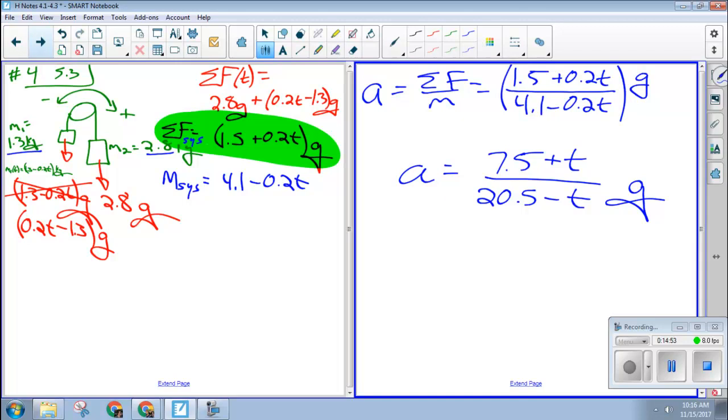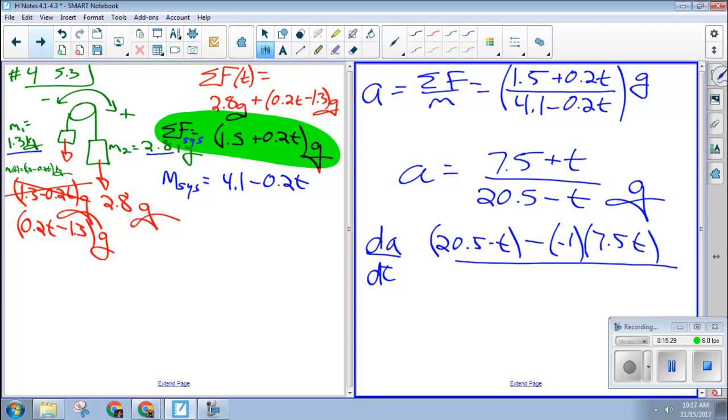Cool? All right, so now I take the derivative of that, right? So let's see, the derivative of a with respect to t is like high d, low d, high d, something, I can never remember it. So it's derivative of the top times the bottom, minus, yes. Is that right? Okay, so the derivative of the top is going to be 1 times the bottom, minus the derivative of the bottom times the top, all over the bottom squared.